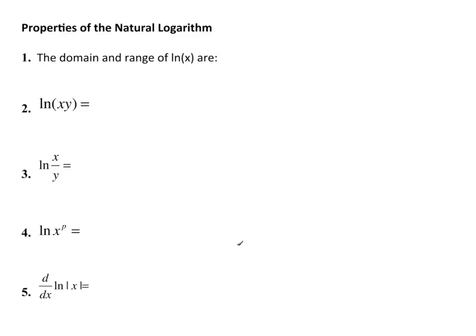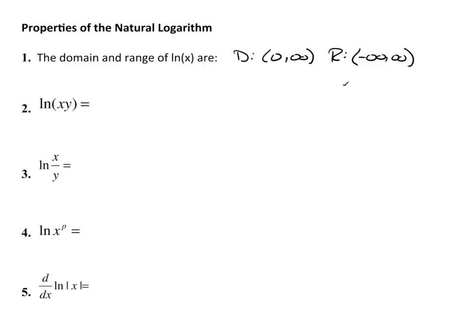So let's take a look at a few properties of the natural logarithm, ln, to begin with. First of all, the domain and the range. The domain is going to be from 0 to infinity, with 0 not included. And the range is negative infinity to infinity.